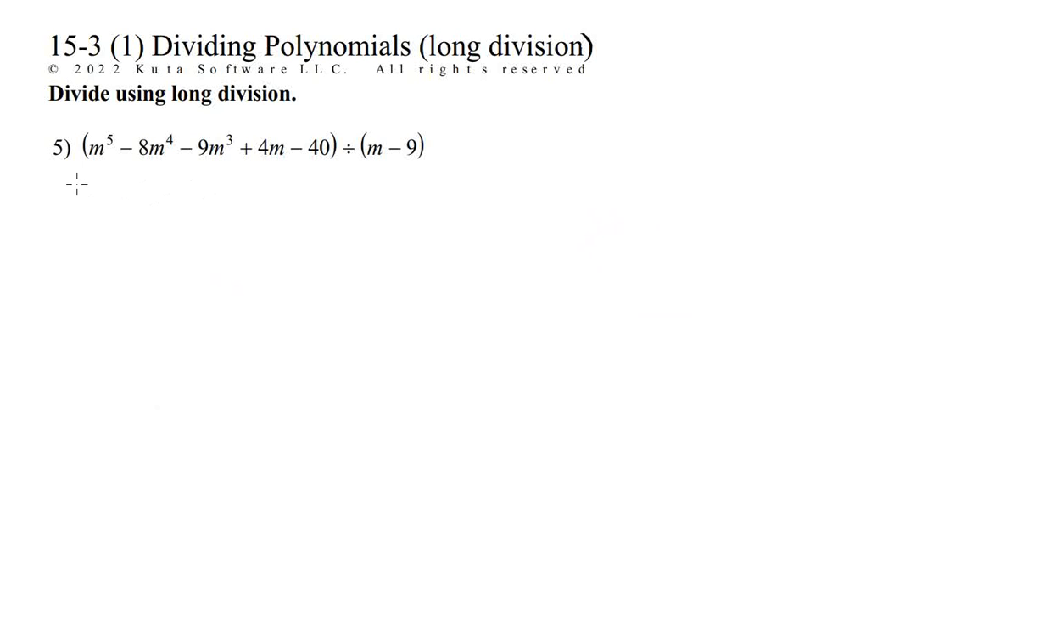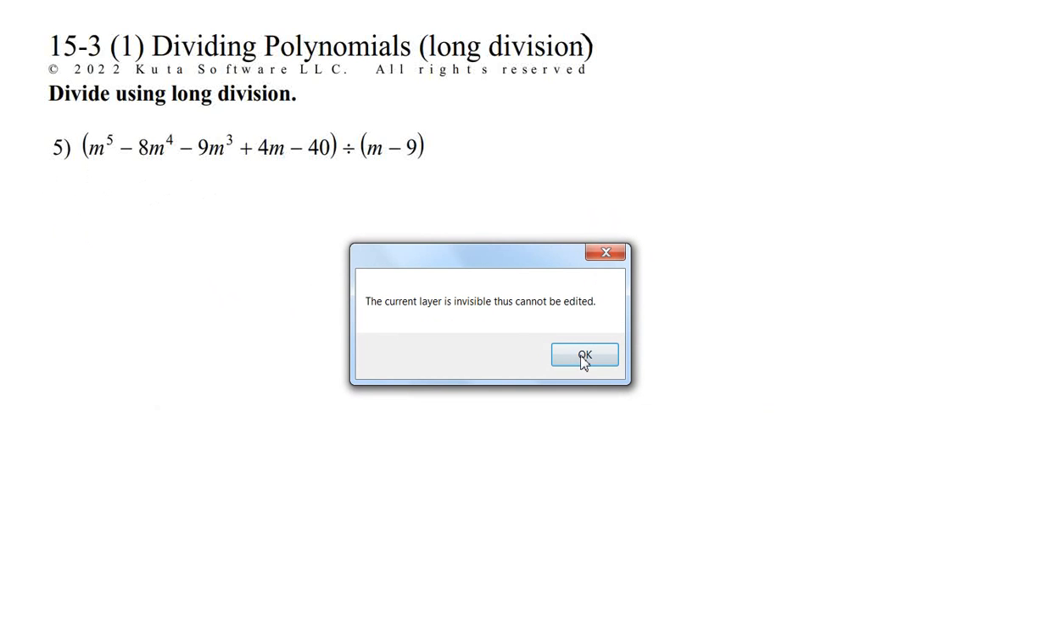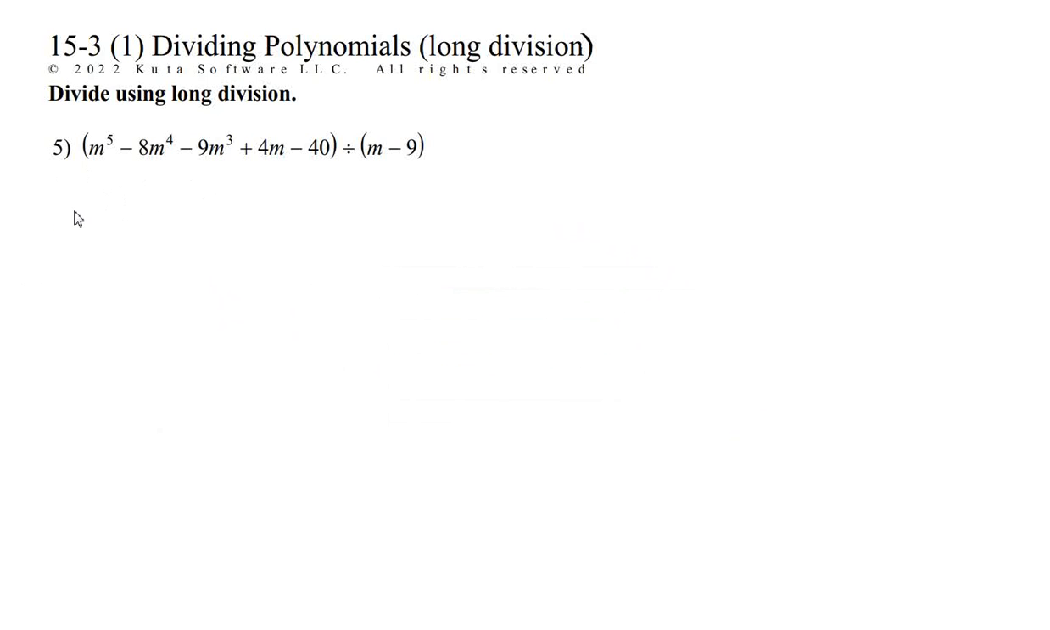Alright, last one here, number 5. Here we go, m minus 9 goes on the outside, and we get m to the 5th minus 8m to the 4th minus 9m cubed. Now here's something important. There's no m squared, so I'm going to do this plus 0m squared. It's just going to help us out in the future here. Plus 4m minus 40. Okay?